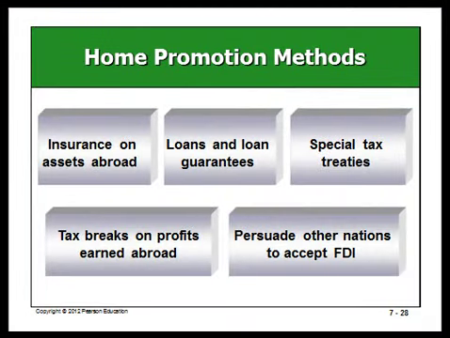Home promotion methods. To promote FDI outflows, home nations can offer insurance to cover the risks of investments abroad, grant loans to firms wishing to increase their investments abroad, offer tax breaks on profit earned abroad, or negotiate special tax treaties, and apply political pressure on other nations to get them to relax their restrictions on inbound investments.